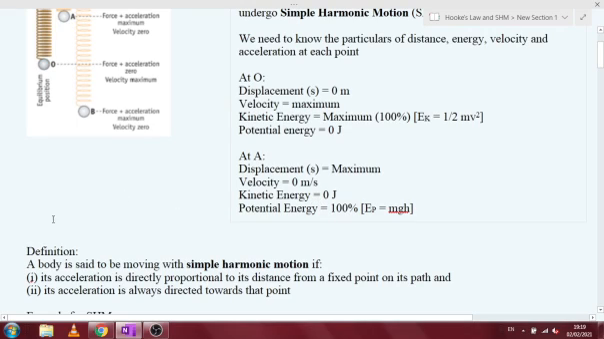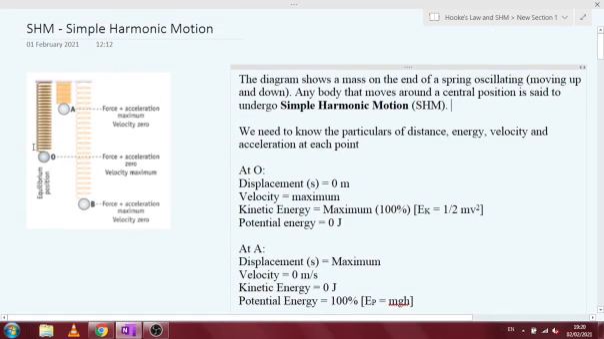So we have then the definition for this before we go looking at our simulation. A body is said to be moving with simple harmonic motion if its acceleration is directly proportional to its distance from a fixed point on its path, and its acceleration is always directed towards that point. So in this case, as it goes up, the speed is going to be slowing down. The acceleration is always going to be towards center. We know it accelerates towards center because it's going to have its maximum speed at the center.